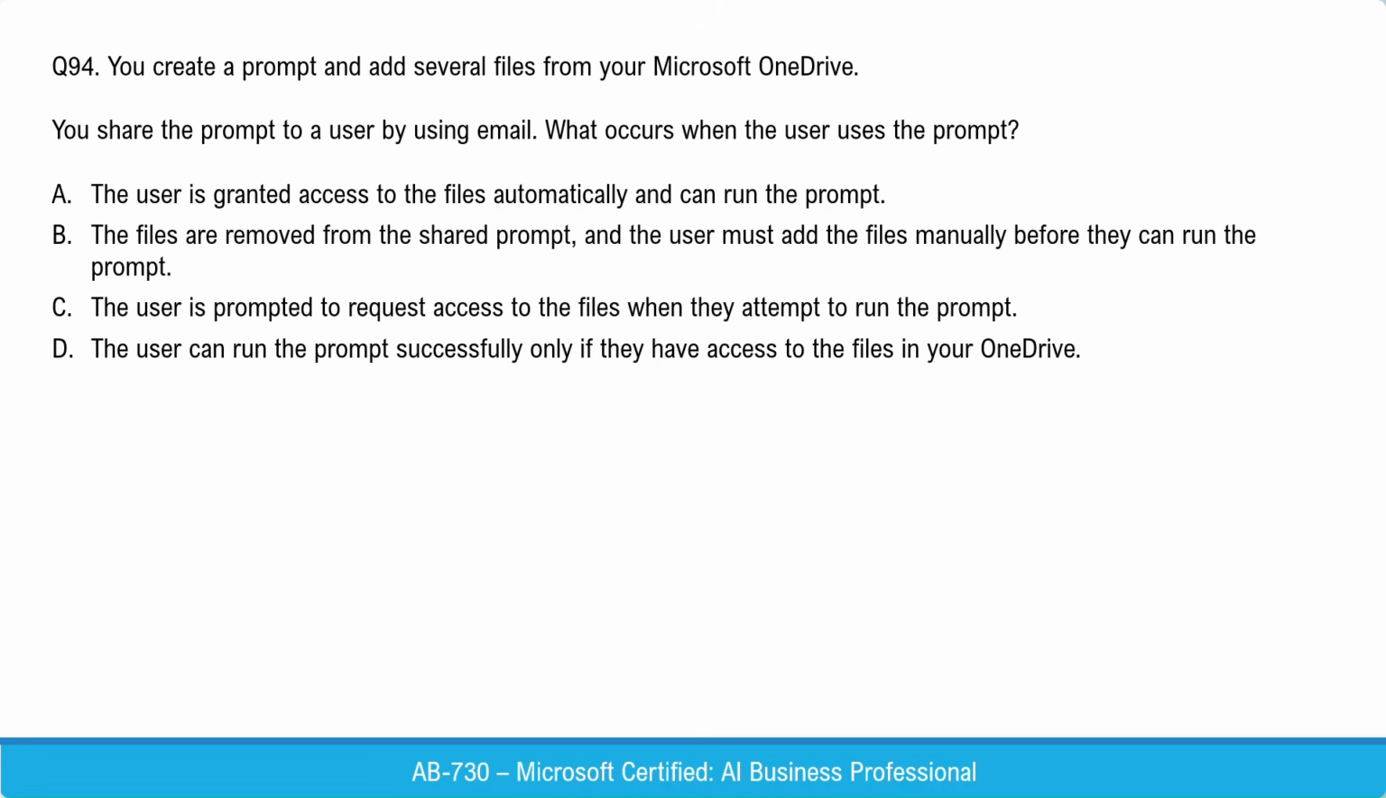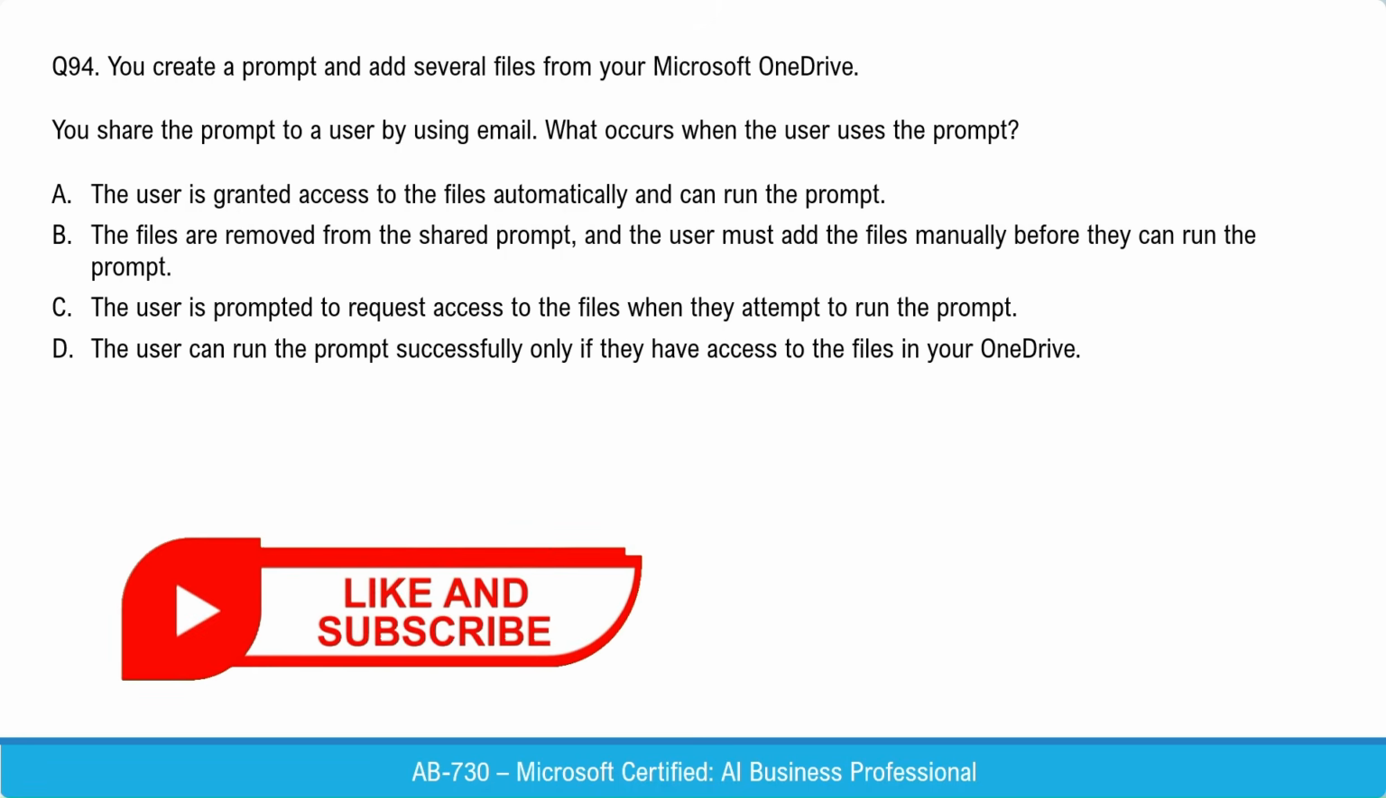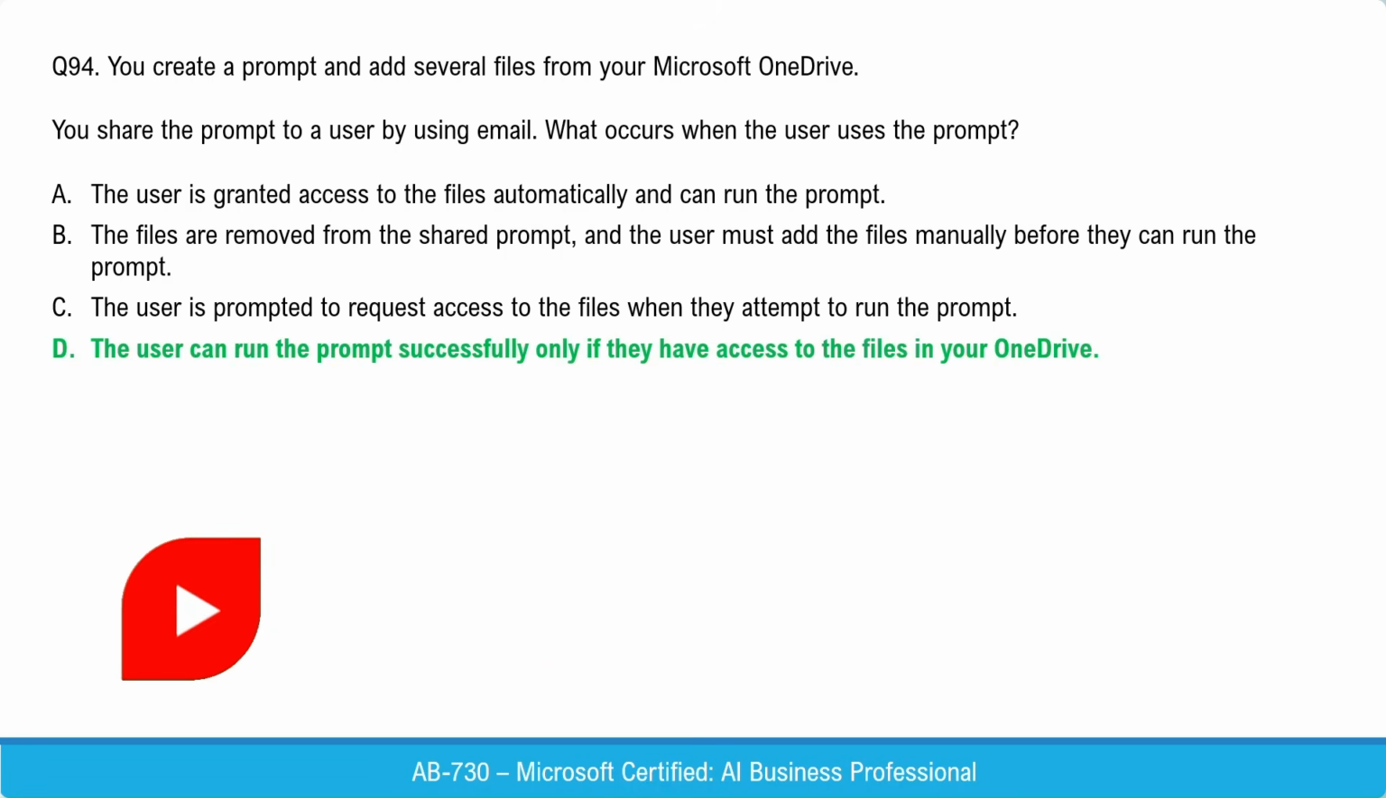Next question. You create a prompt and add several files from your Microsoft OneDrive. You share the prompt to a user by using email. What occurs when the user uses the prompt? And you have been given four options on your screen. Please go through them by pausing the video over here. The correct answer is option D. The user can run the prompt successfully only if they have access to the files in your OneDrive.